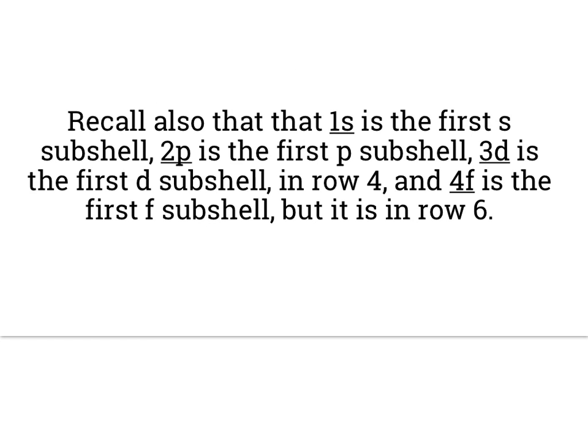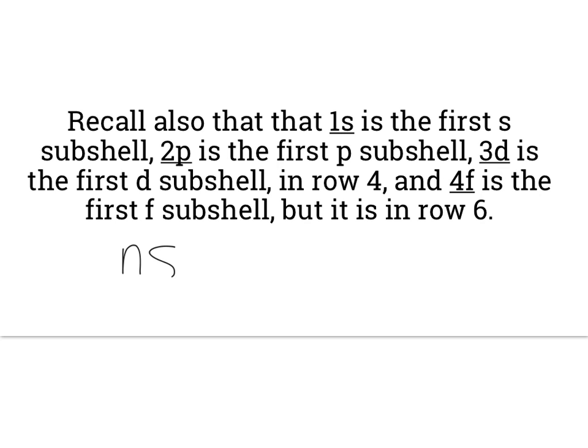Finally, recall also that 1s is the first s subshell, 2p is the first p subshell, 3d is the first d subshell, and that's in row 4, and 4f is the first f subshell, but it's in row 6. So, basically, what your configuration comes down to when you look at the table is you figure out what row it's in and what block it's in. What row it's in, we're going to call n, at least for right now.